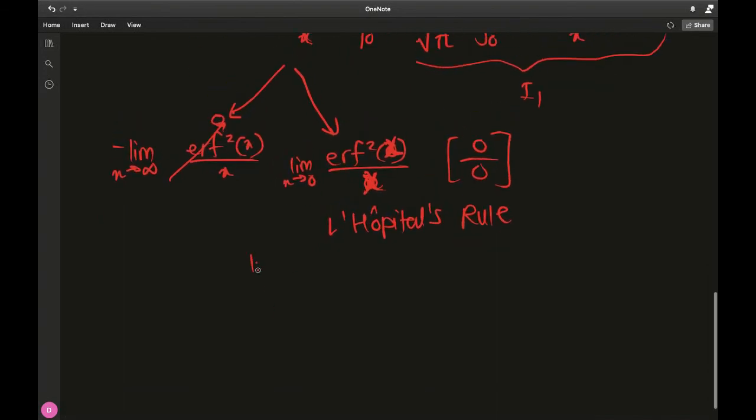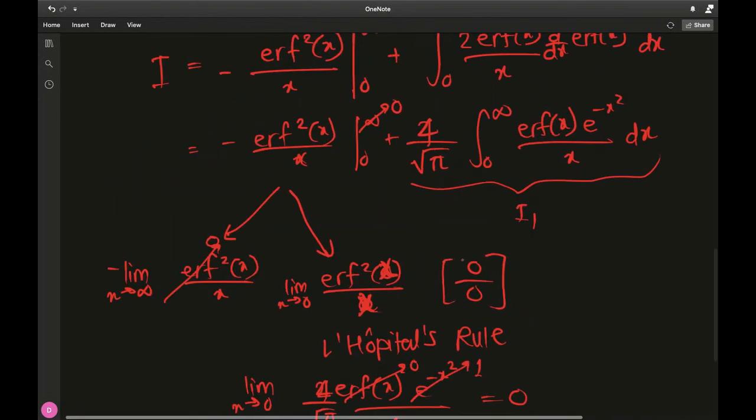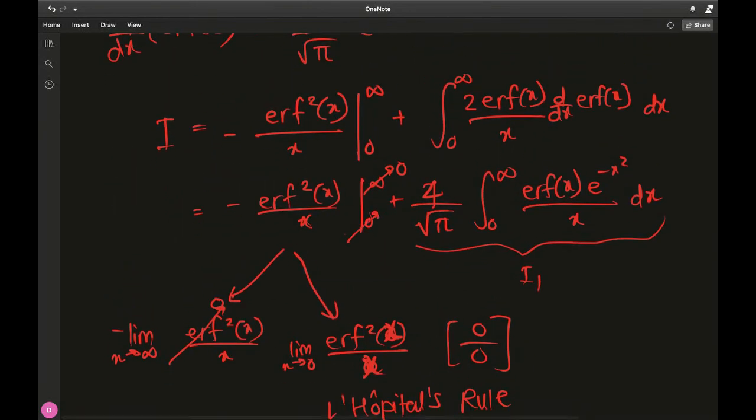So quickly doing that, we have the limit as x tends to 0 of the derivative of the numerator, 2 times the error function of x times the derivative of the error function, which is 4 over square root of pi times e to the negative x squared, and the denominator, the derivative of x, is just 1. So the error function at 0 is going to be 0. E to the 0 is 1. So 0 times 1 times some constant is still going to be 0. So even for the lower bound, this will be 0. So entirely this term will go to 0.